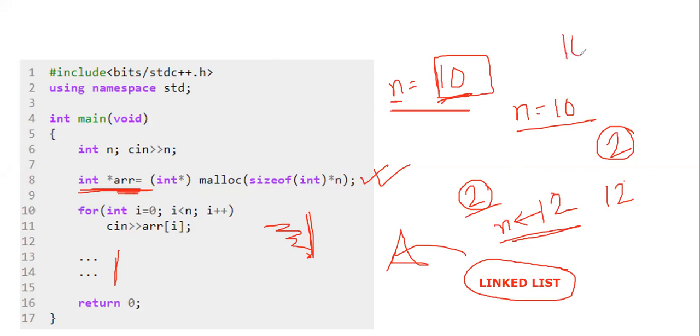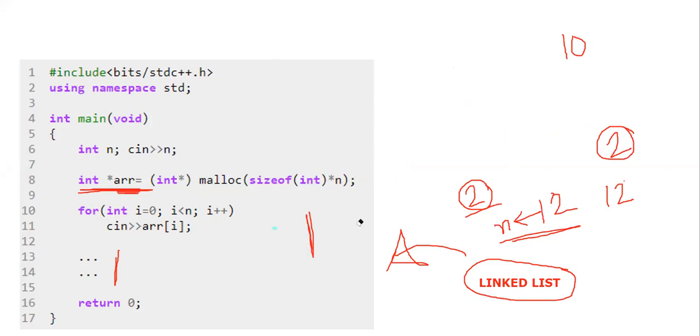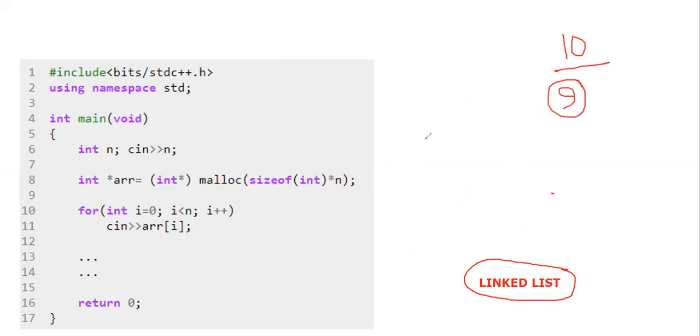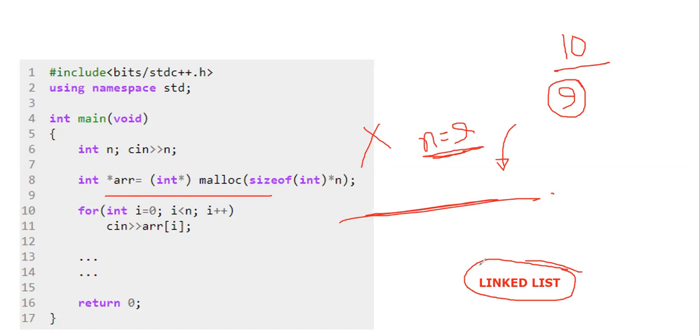Again, suppose you are taking 10 inside n because you knew that you will need at most 10 values for the array. But suppose for some reason you delete one value from the array, then you don't need 10 locations, you need only 9. What will you do? Will you assign 9 to n and then create another array and copy the remaining 9 values from the first array to the second one? So this is a lot of work. Instead of all this, you can just use linked list.